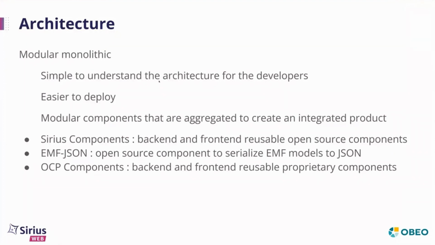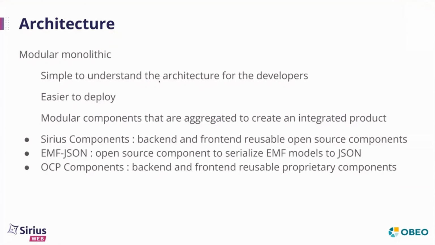So from the backend and front-end point of view, we provide reusable open source components. Sirius Web provides a set of reusable open source components for both the backend and front-end development. These components are designed to be modular, allowing developers to easily understand and work with them. They provide common functionalities and features that can be leveraged across different projects or applications built on Sirius Web.